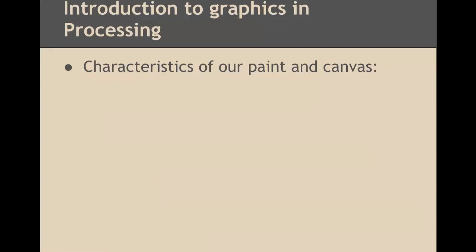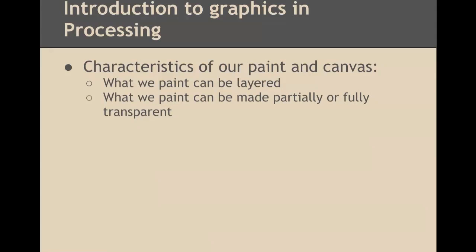So for our virtualized paint and canvas, what we paint we can layer just like you would paint with oil paints, so we can draw things on top of each other. We can use virtual paint that's either partially or fully transparent, so you can see through it, or you can't see through it. So we can have different levels of opacity with our virtual paint. The canvas that we're using can always be completely erased, so we don't have anything that's permanent. We can get rid of it very quickly.